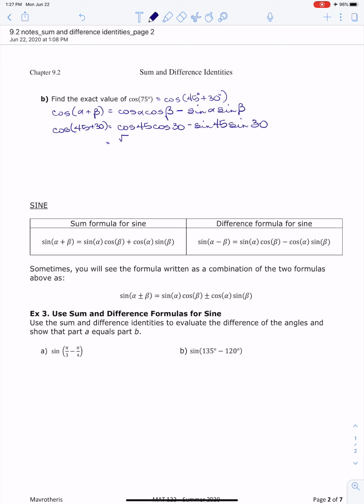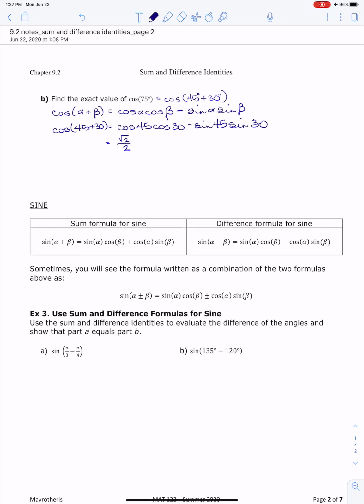Cosine of 45 is square root of 2 over 2. Again, these are coming right off of the unit circle. This is not helpful if I'm not using values that are on the unit circle. So I could not split this into the cosine of 50 plus 25. That does equal 75, but I don't have exact values for the cosine or sine of 50 or 25.